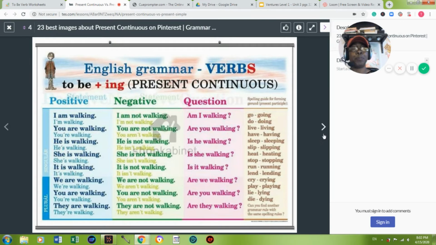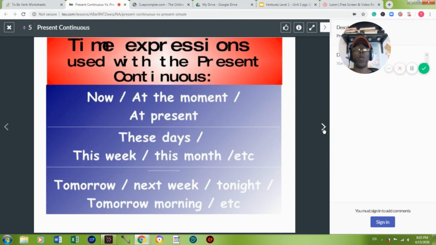Okay? We take a look at the next slide. When should we use the present continuous tense? What are our time expressions used with the present continuous tense? We use present continuous when there's something happening right now, at this moment, at the present. We can use our present continuous tense. I am walking right now. I am teaching right now, right?